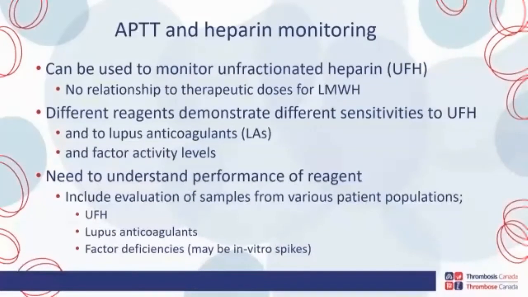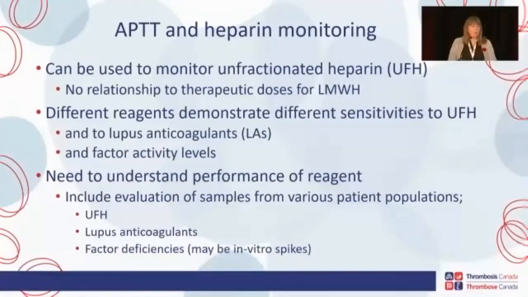So the PTT is often used for monitoring unfractionated heparin or standard heparin. There is no relationship to therapeutic doses of low molecular weight heparin. So your PTT cannot be used for monitoring low molecular weight heparin. And we also have to be cognizant that depending on the reagent and instrument combination used in your lab, there are different sensitivities to unfractionated heparin, as well as to lupus anticoagulant, as well as to the various intrinsic factor activity levels, specifically 8, 9, 11, and 12.